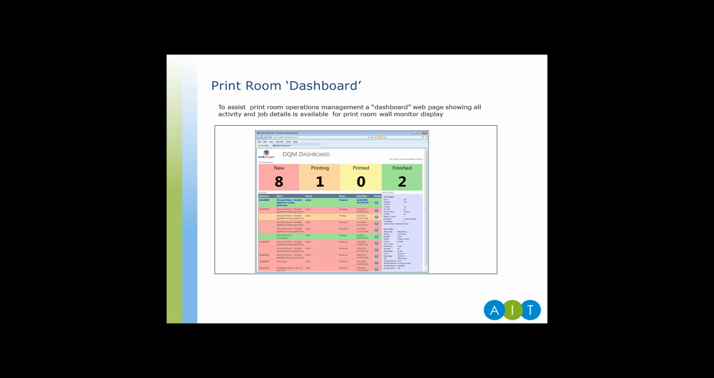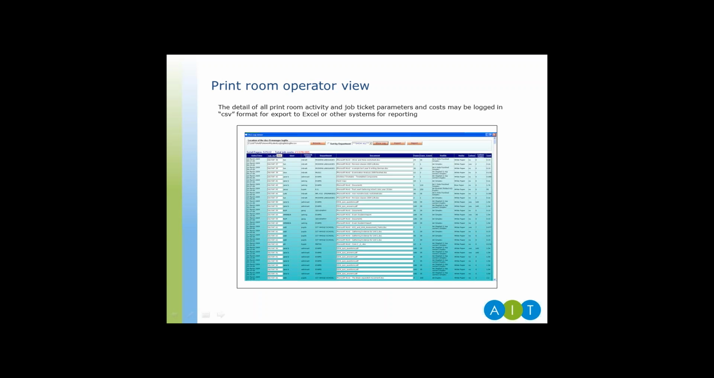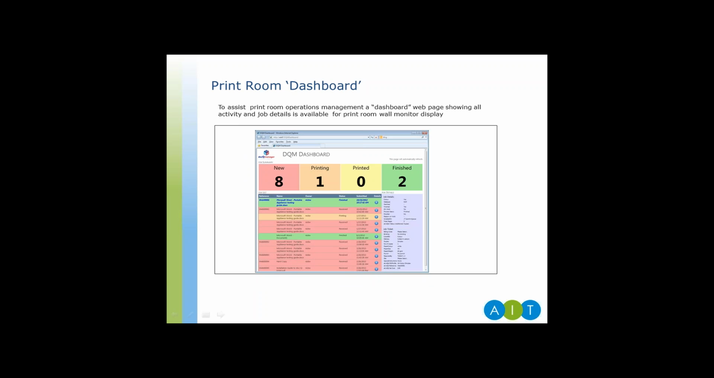We've got a similar thing here, and this would be ideal to put up on a wall monitor display within the print room, especially if it's a particularly busy print room. It gives the print room a really high level overview of what jobs are coming in. There are 4 different categories. New means jobs that have just come into the print room and we haven't started processing yet. Printing means jobs we're in the middle of printing. Then we've got printed, awaiting finishing, and finished, which are jobs that have been bound, stapled, etc., so all the finishing options have been applied. So it's a quick snapshot of how busy the print room is at any one time.